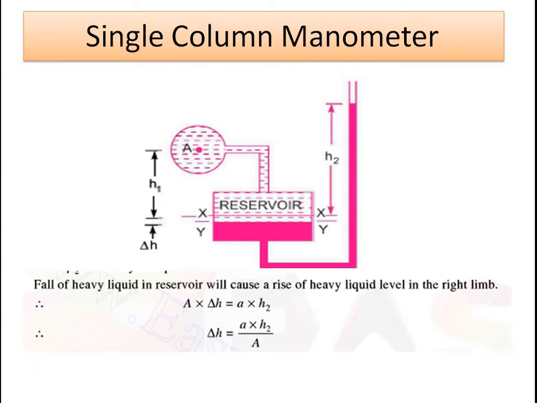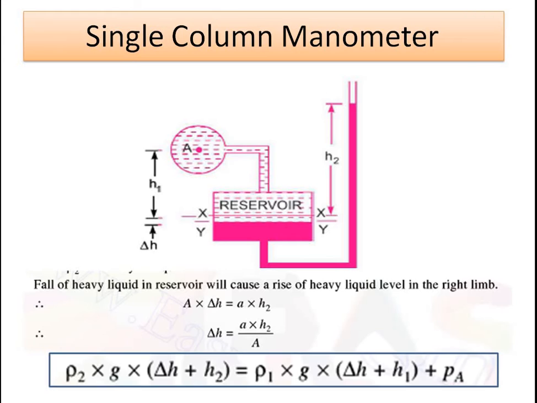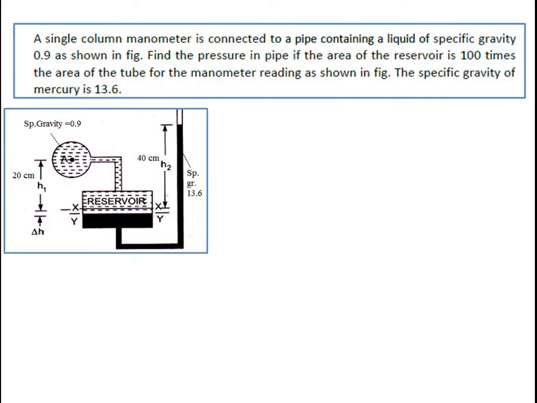What is capital A? Capital A is the cross-sectional area of the reservoir. Small a is the cross-sectional area of the tube. So from that we have calculated rho 2 into g into (delta H plus H2) is equal to rho 1 into g into (delta H plus H1) plus PA. PA is nothing but the pressure inside the container A.